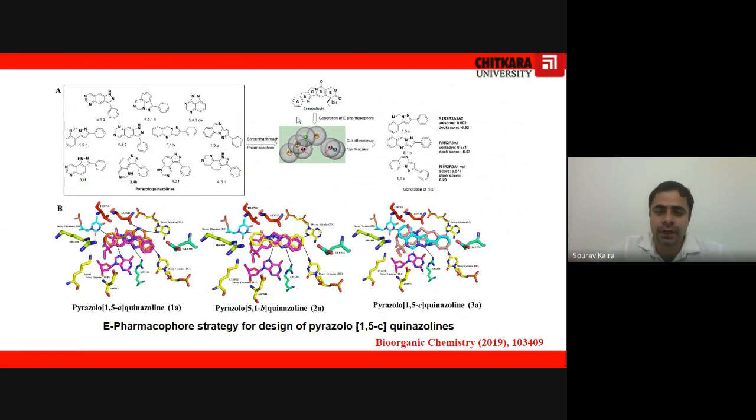We have taken this camptothecin structure and generated an E-pharmacophore map, and we have cut down to three series of compounds. I have shown all these three series of compounds, in which the third, 3A compound, has a good score.